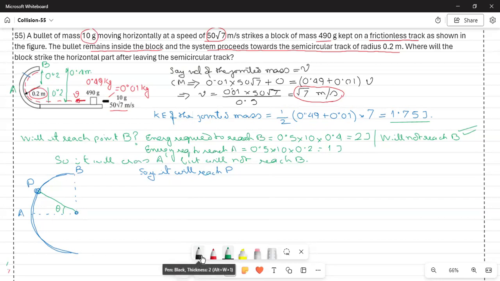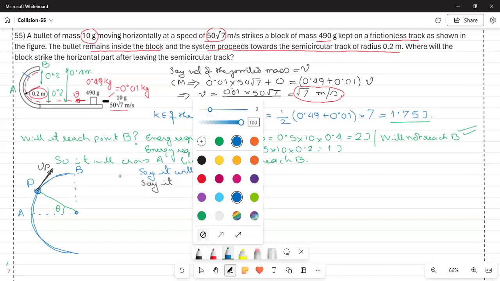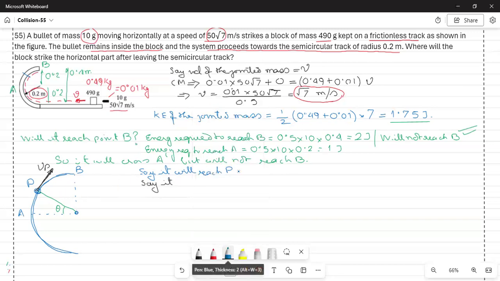And more things. Since it is going in a semicircular path, this will have a tangential velocity. This tangential velocity we have to find out. Let us say this tangential velocity is v. Say it will reach point P.